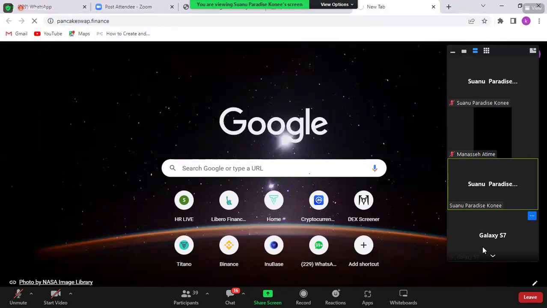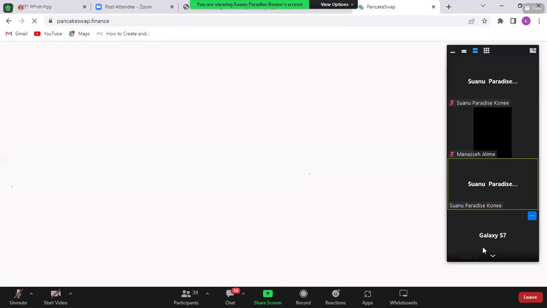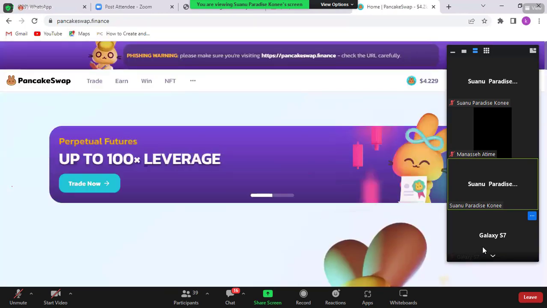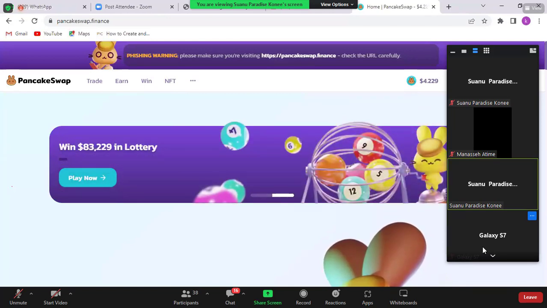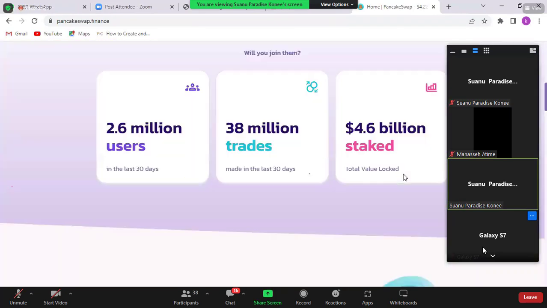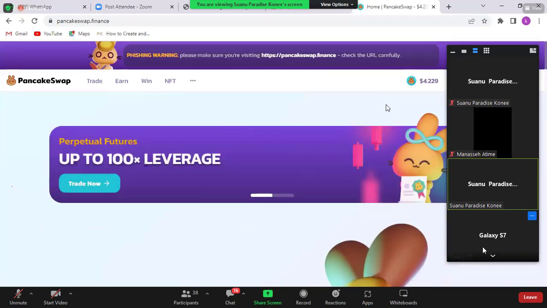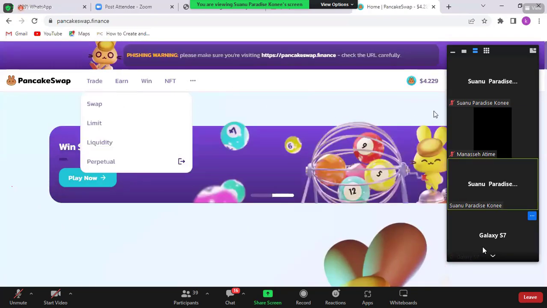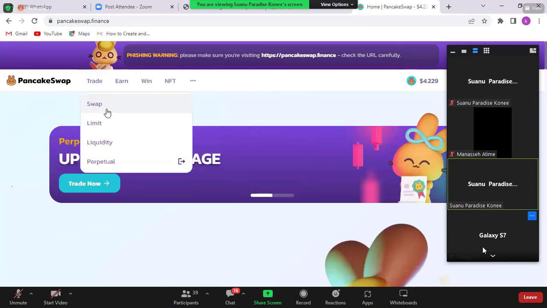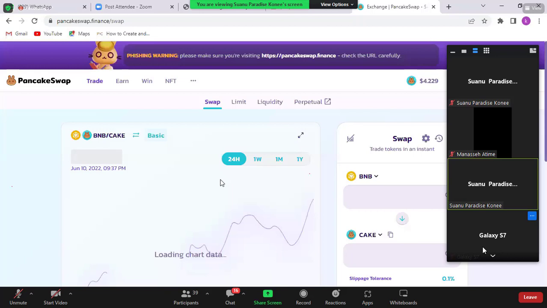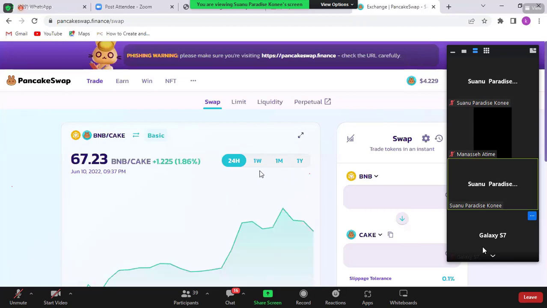PancakeSwap.finance. So when I go to PancakeSwap.finance, this is how PancakeSwap looks like. Now, if you want to use PancakeSwap, you come over to Swap, right? Now, when I click on Swap, this is how PancakeSwap looks like.